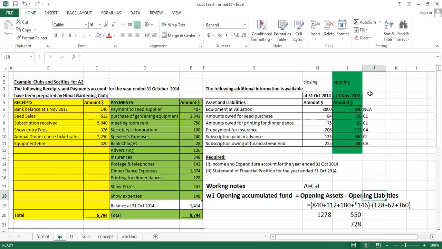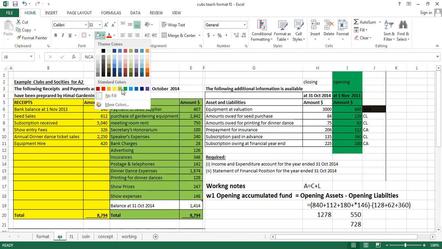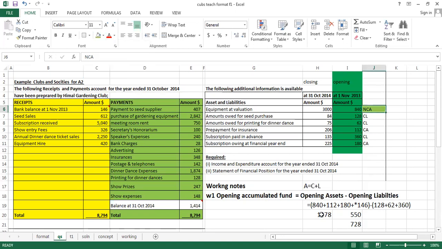Now we have already identified assets and liabilities, so you simply add the assets. Equipment is an asset, so 840, you can see it written there. Let's follow the screen. Yes, you can see 840 has been added. The next is 112, added there. The next one is 180, added in the solution. Now you shouldn't forget 146, that is the opening balance up here. This opening bank balance is also an asset. So 146, don't forget that. That's why I put a star out here.